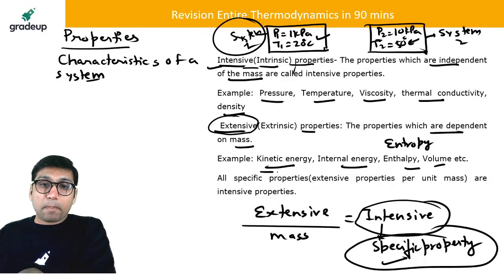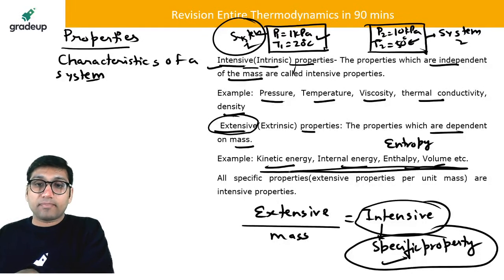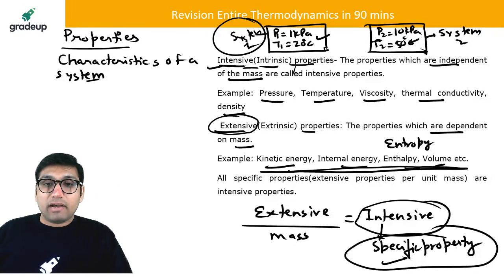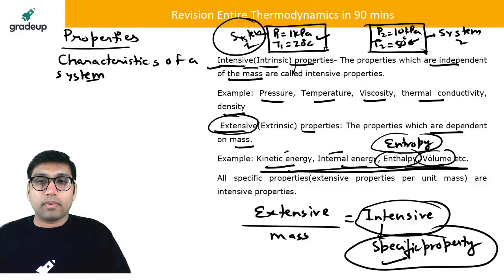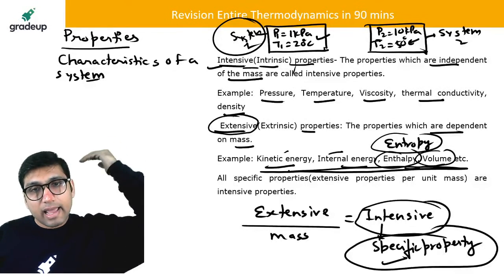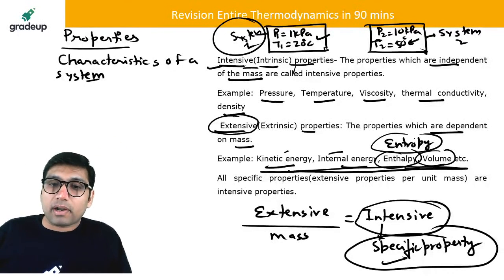So all these properties you are seeing right now here, if you divide them by mass, they will become specific kinetic energy, specific internal energy, specific entropy, specific enthalpy, specific volume. They all come under specific property, meaning intensive properties.